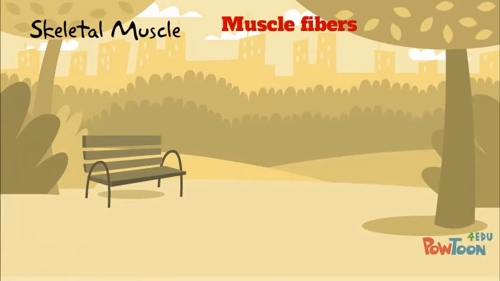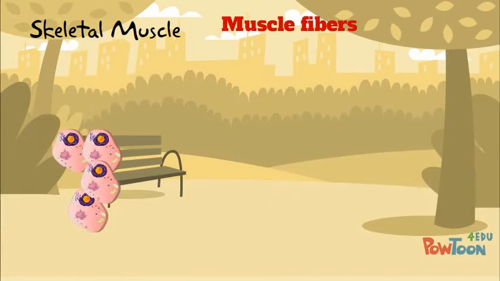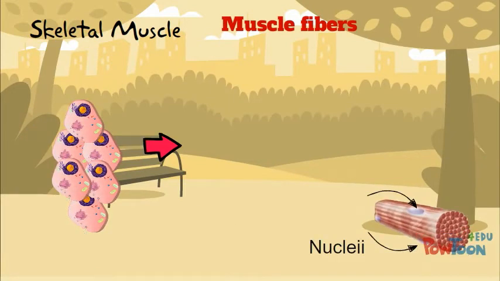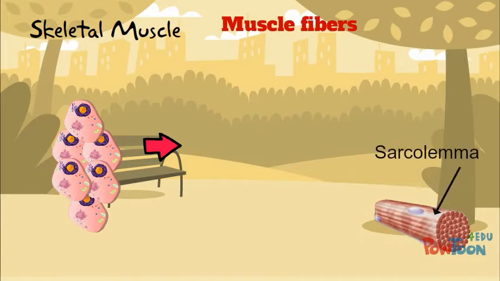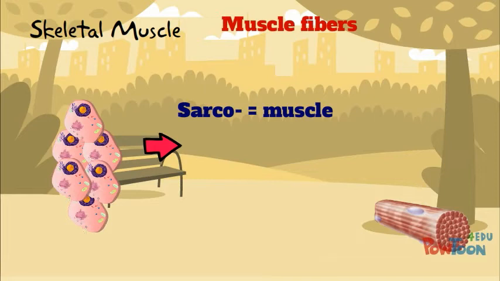Skeletal muscle fibers are formed by the fusing of lots of cells, resulting in a long, multinucleated structure enclosed by the sarcolemma, a specialized cell wall. Sarco is another prefix which is specific to muscles, as you will see when looking at the mechanics of muscle contraction.